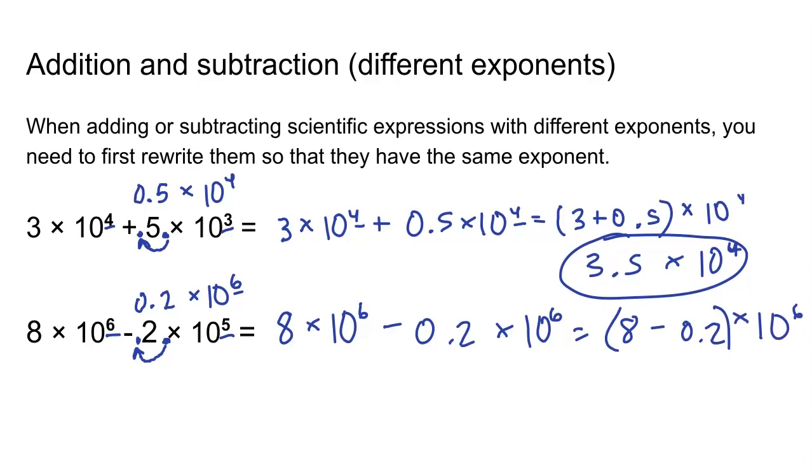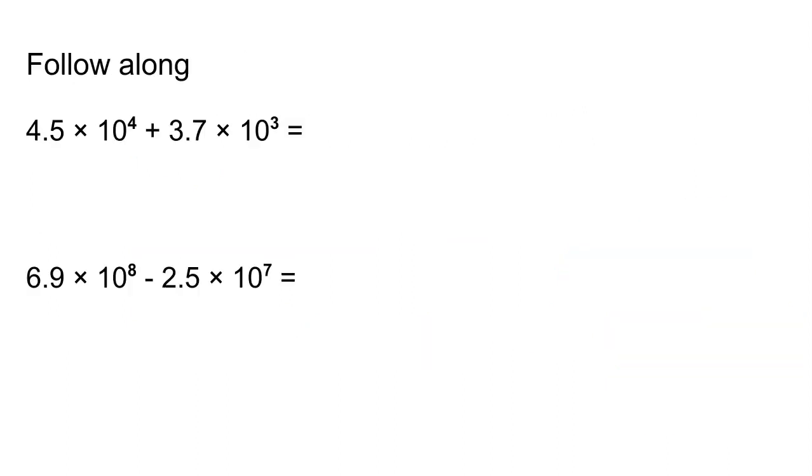And 8 minus 0.2 is 7.8 times 10 to the 6th power. And since 7.8 is greater than or equal to 1 but less than 10, this is the final answer. Now follow along as I solve these problems.